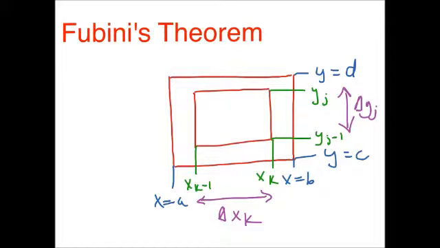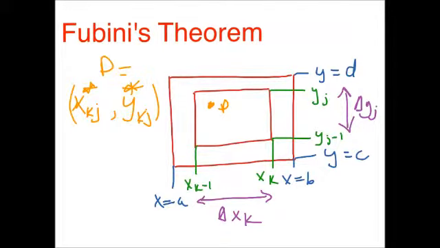And then also, since we have to pick some point, we can pick some arbitrary point p or star or however you want to denote that. I'm just going to put p in the top left. I'm going to label it x_kj star and y_kj star. And that's what p is, some random point that we picked.